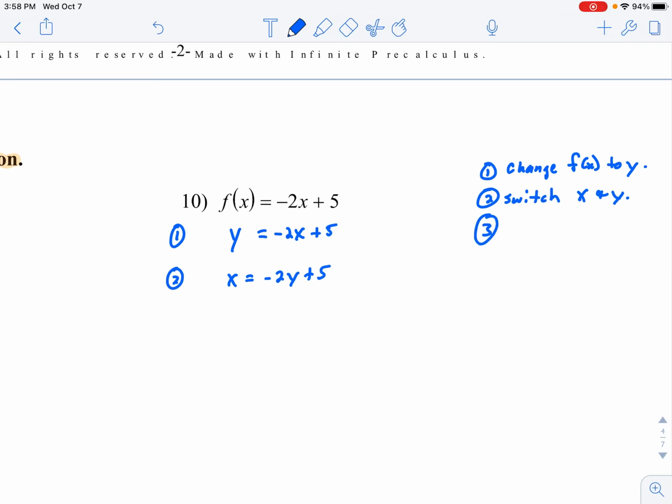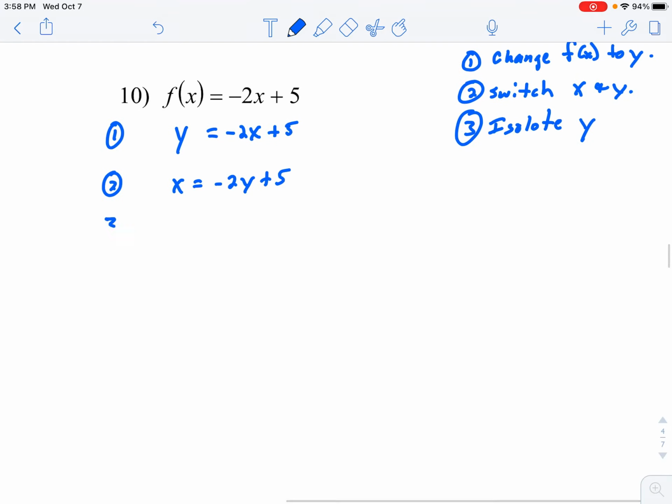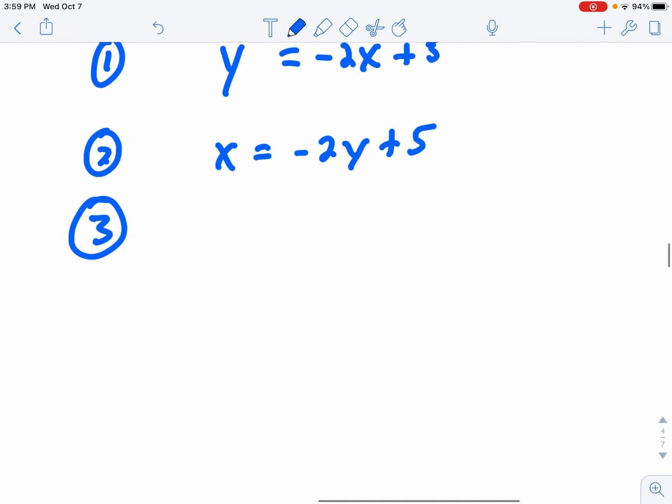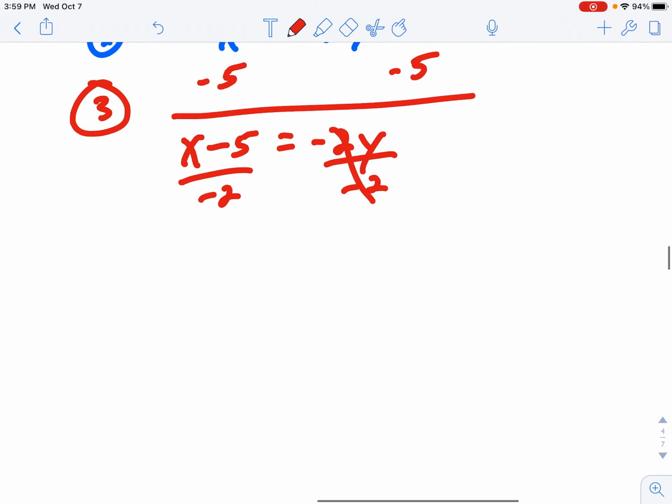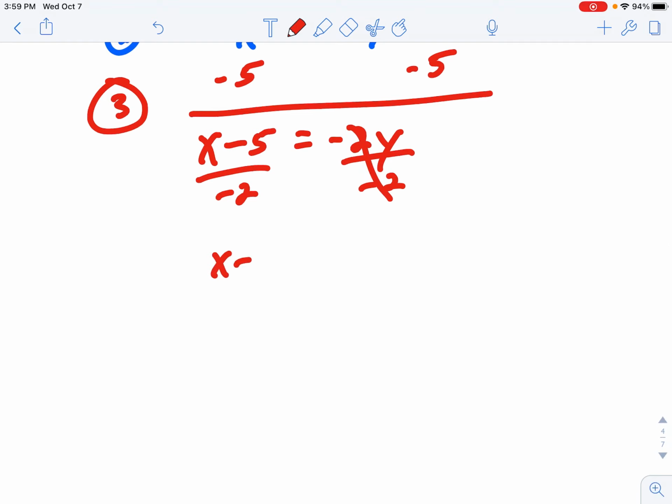Step 3, isolate y, or solve for y. Step 3 actually usually has multiple steps. You rarely can just do one thing and you're done. So if I want to do step 3 here, let me change colors to signify that it's a whole new step. In fact, I'm going to change the color over here also. So how do I solve for y? I'm going to subtract 5 on both sides of the equal sign. It gives me x minus 5 equals negative 2y. I'm going to divide both sides by negative 2. And I end up with x minus 5 over negative 2 equals y.